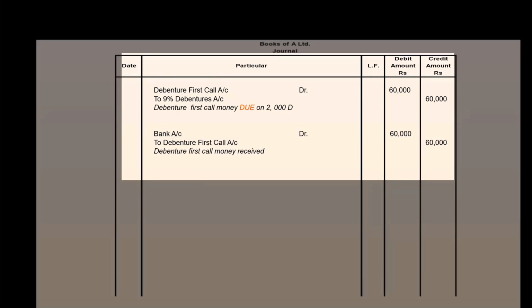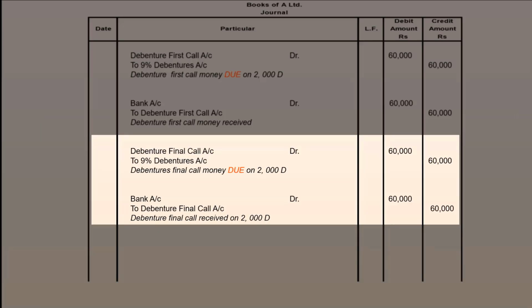And so is the case with the next stage, the first call stage. Two events, a booking to debentures and then receipt of monies. The temporary account is the debenture first call account. And again, in the final call stage, two events, booking and receipt of monies. The temporary account in the final call stage is called the debenture final call account.